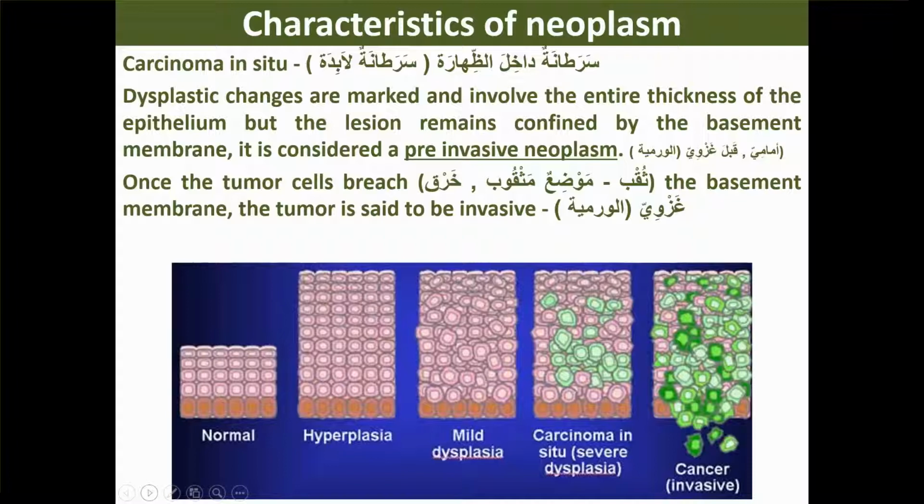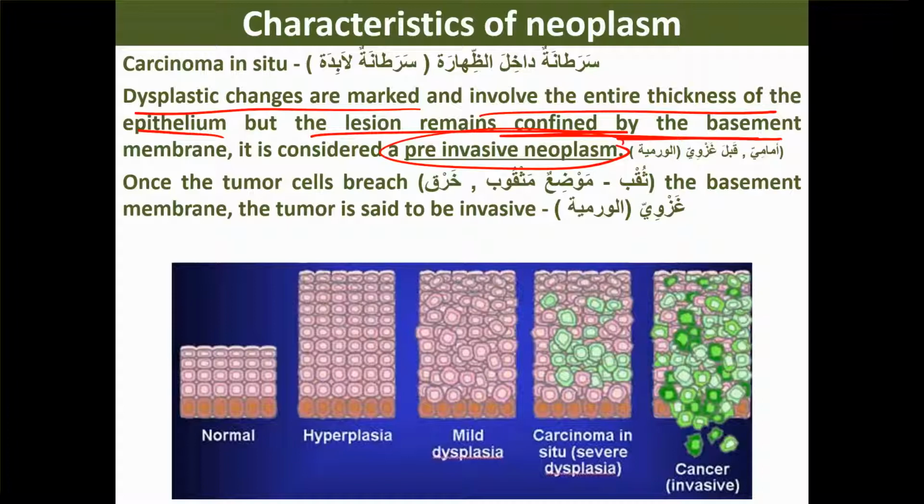Carcinoma in situ is very important, because when you find a lesion in carcinoma in situ, it is called a pre-invasive neoplasm. They have dysplastic changes involving the entire thickness of the epithelium, but the lesion remains confined by the basement membrane. They will not come out of the basement membrane; they are well within it. If the tumor cells breach the basement membrane, then the tumor is said to be invasive. That is the invasive carcinoma.